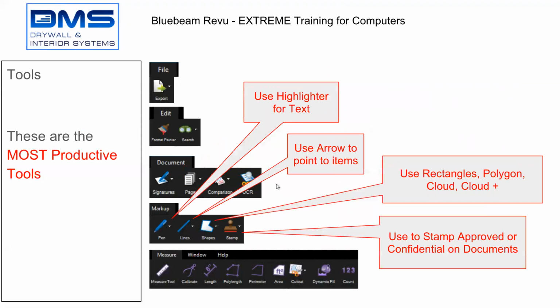Okay, the next bar, which is called the markup bar, this is where you're going to want to create a majority of your tools. Here's the tools that I use consistently. I use the pen, such as the highlighter. I just go through and I highlight text. Lines, I use arrows. In regards to shapes, I usually use the rectangle, polygon, cloud, and cloud plus tools.